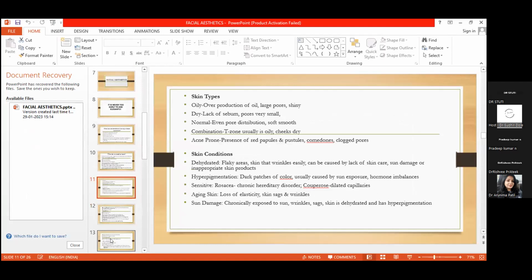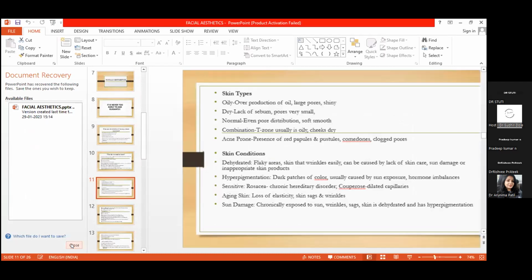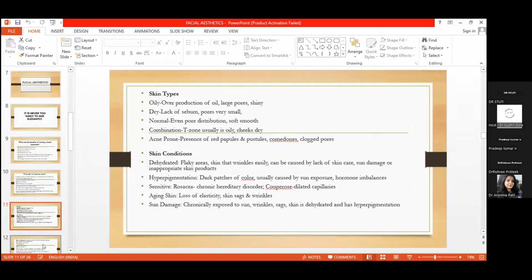So for the skin types, we have oily, dry, normal, combination, or acne prone. So skin conditions would be dehydrated, hyperpigmentation. Hyperpigmentation is nowadays very common. Melasma you can often see. Then aging skin, which would be loss of elasticity, wrinkles, skin sagging, and sun damage. As I said, because earlier people were not very keen to use sunscreen. So this way you can understand the skin types and skin conditions.